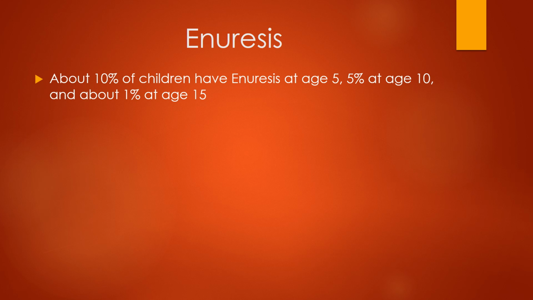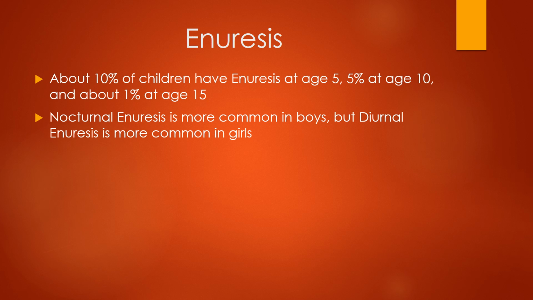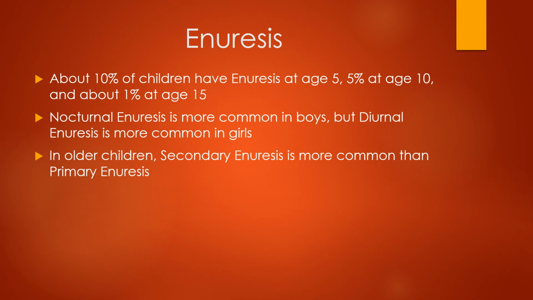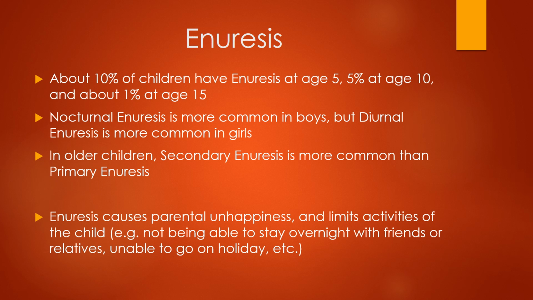About 10% of children have enuresis at age 5, 5% at age 10, and about 1% at age 15. Nocturnal enuresis is more common in boys, but diurnal enuresis is more common in girls. In older children, secondary enuresis is more common than primary enuresis. Enuresis causes parental unhappiness and also limits the activities of the child.